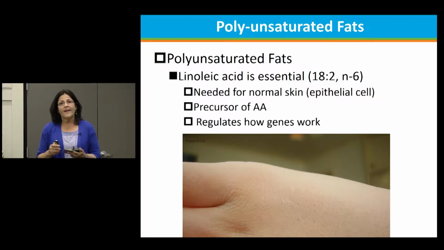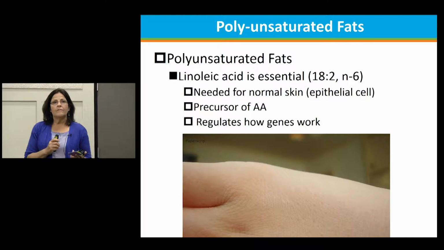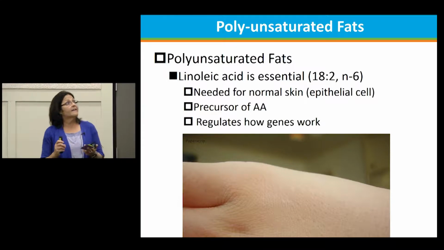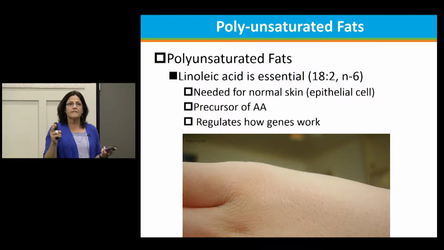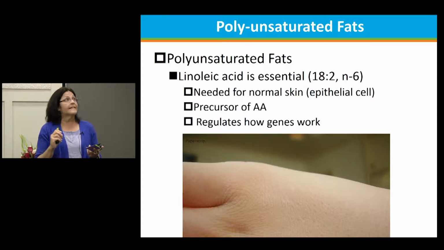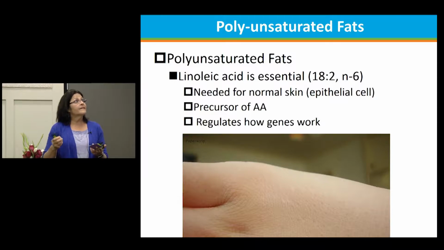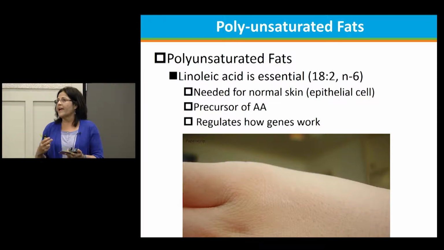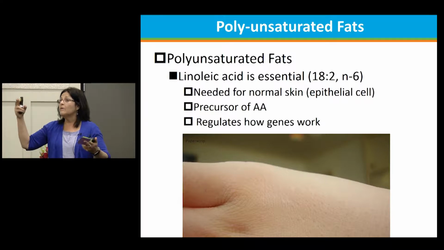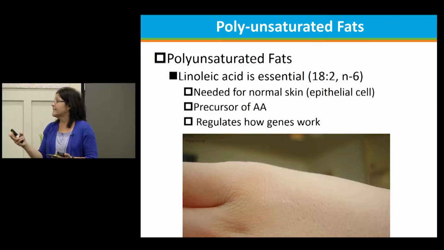For polyunsaturated fats, we have 2 fats which are considered essential. There's linoleic. That means it's 18 carbons long. There's 2 double bonds, and the first one happens at the 6th carbon from the omega end. So it's an omega-6. It's needed for normal skin. It's a precursor of what shows up there, AA, that's arachidonic acid. And it regulates, just for one thing, how our genes work. So when we're talking about those epigenetic factors, for example, that has some kind of role there, just as an example. It has a whole host of other roles as well.